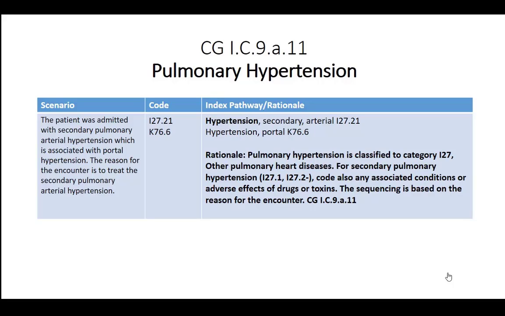In the guideline, pulmonary hypertension is classified to category I-27, and for secondary pulmonary hypertension, I27.1 and I27.2 dash, you're going to code also any associated conditions or the adverse effect of drugs or toxins. In our case, the portal hypertension would be the associated condition. The sequencing is based on the encounter. The scenario tells us the reason for the encounter is to treat the secondary pulmonary arterial hypertension.